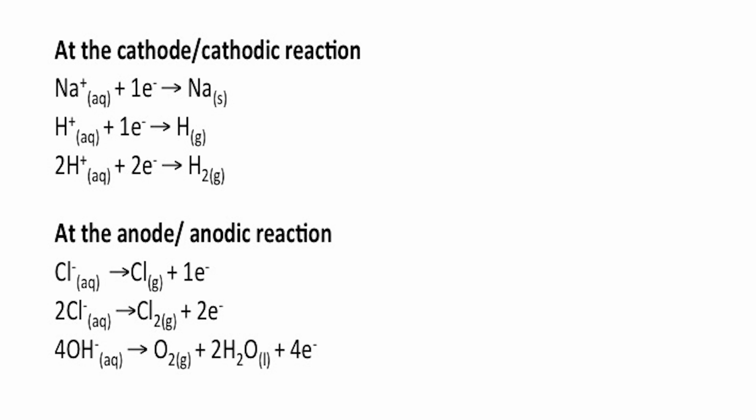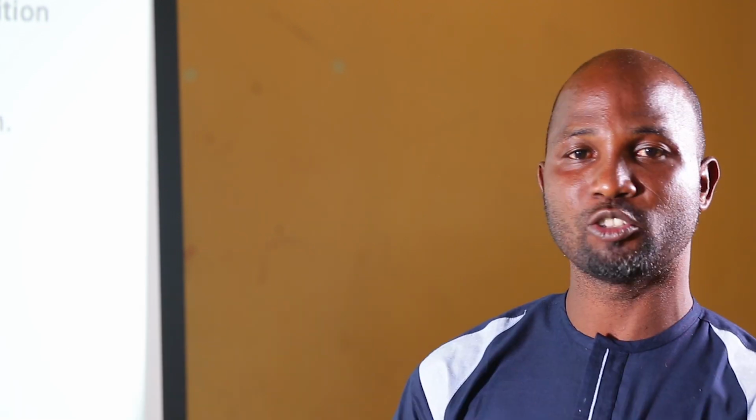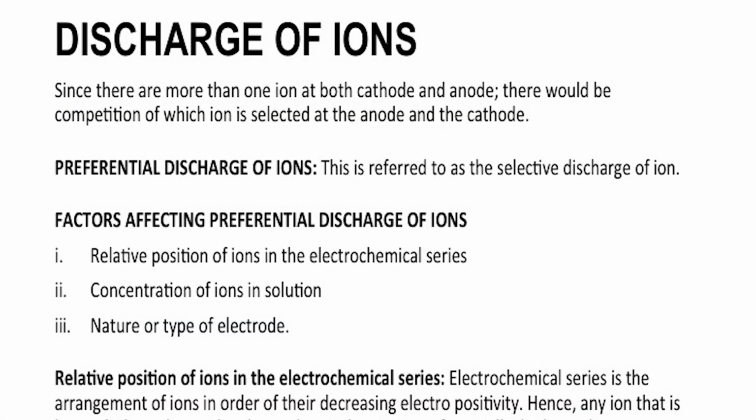But you agree with me that these 2 ions, either positive or negative, cannot go to the cathode or anode at the same time. So there is need for one to go at a time. And that is why there is need for preferential discharge of ions. Preferential discharge of ions is the selective discharge of ions.